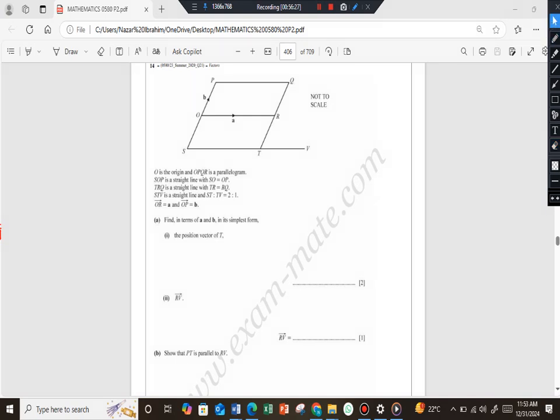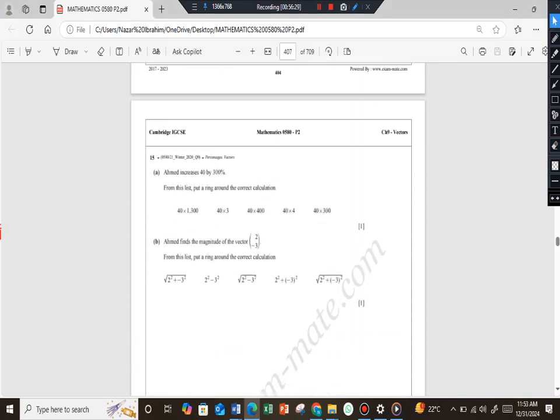I hope everything is clear to everyone. Question number 15: Ahmed increases 40 by 300%. Let's put a ring around the correct calculation. Increasing 40 by 300% means 40 multiplied by 300 upon 100. The zeros cancel, we get 40 multiplied by 3, which is the correct calculation in part A.